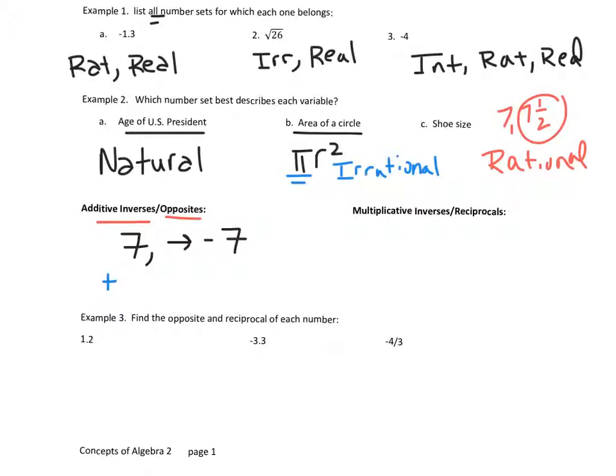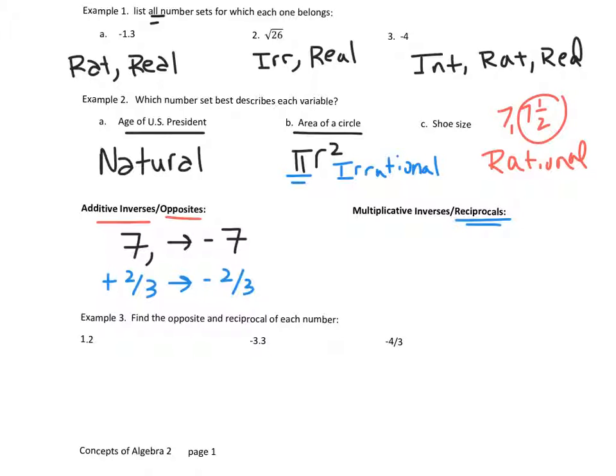The additive inverse of 2/3 is going to be negative 2/3. Now, multiplicative inverses are two numbers that when you multiply, you get 1. They are also called reciprocals. So these two are synonyms, and these two are synonyms.